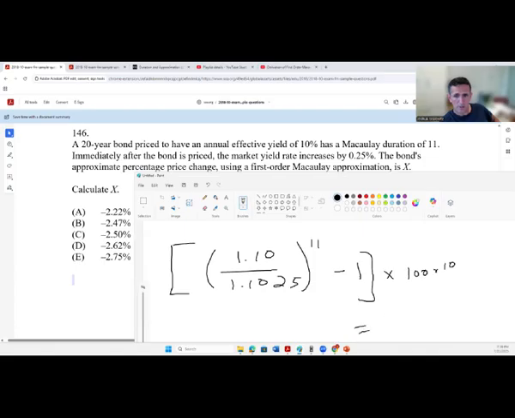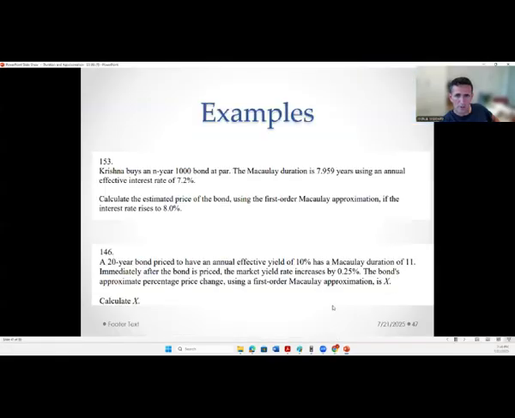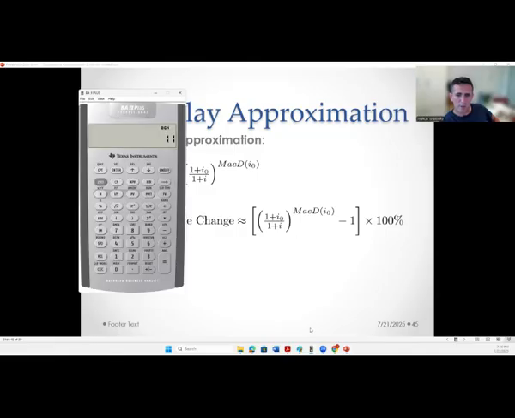To get 1.1 over 1.1025 to the power. For some reason my brain had a pause there.